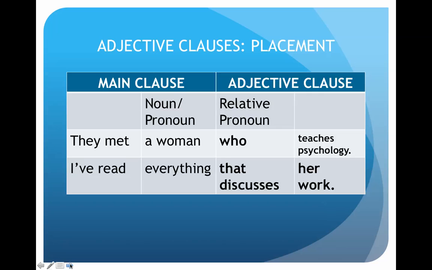Okay, an adjective clause goes after the noun it modifies. I met a woman who teaches psychology. This modifies woman. I've read everything that discusses her work, and this modifies everything.